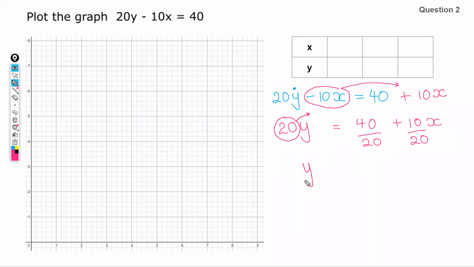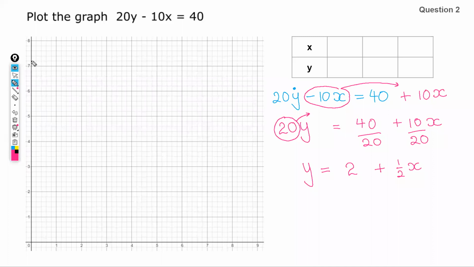Do you all think you can help me simplify this? 40 divided by 20 is 2, and 10 divided by 20 is a half. Or you could put 0.5x. Everybody with me so far? You can either put the half or the 0.5. It's really, really up to you.